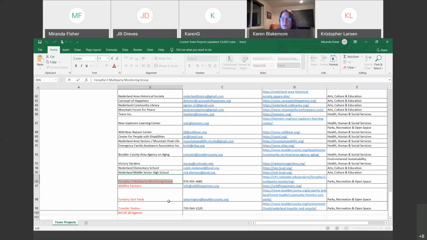So Miranda, you'll make this available. There's still a multi-party monitoring group, though. It may be a totally different group. Well, we should put the MMG on as a liaison. It wasn't on what I sent out earlier. Karen Blakemore had given that feedback, so I added it this afternoon.